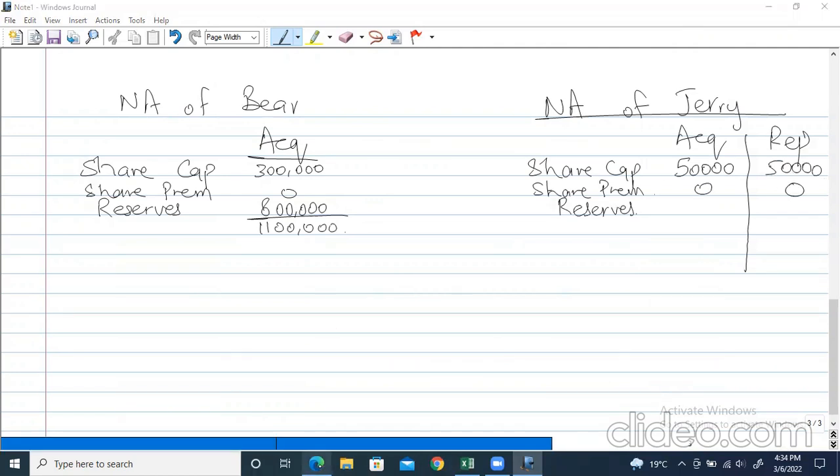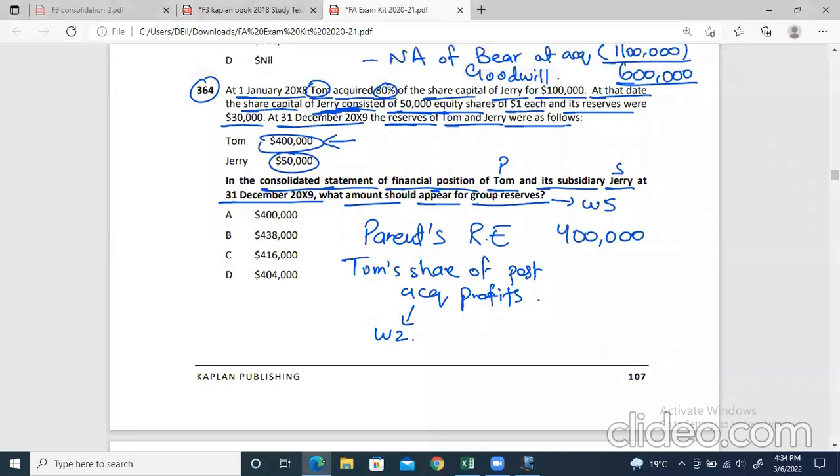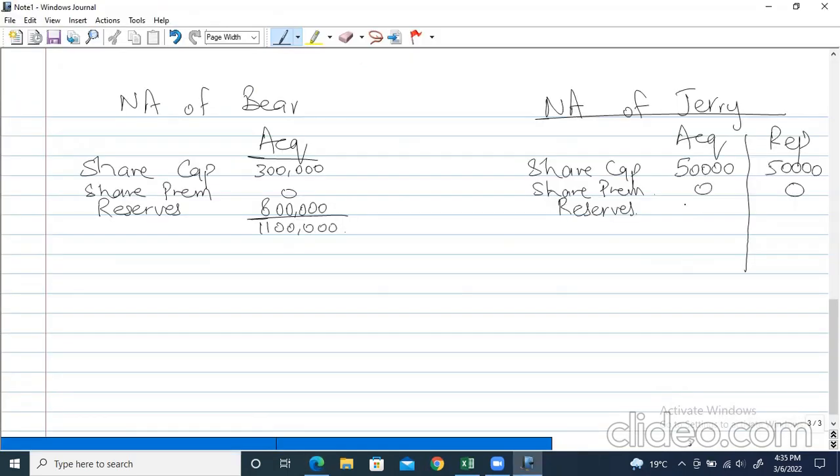Now, how much are the reserves? At acquisition date, you can see the reserves were how much? 30,000. It's written in the question, right? And at reporting date, you can clearly see it is written 50,000. So 30 and 50. Okay. Now 30,000 and over here 50,000. So this will give us a total of 100,000 and this will give us a total of 80,000.